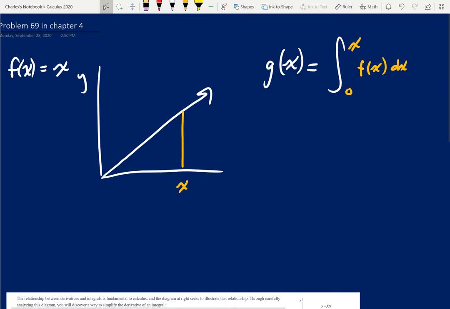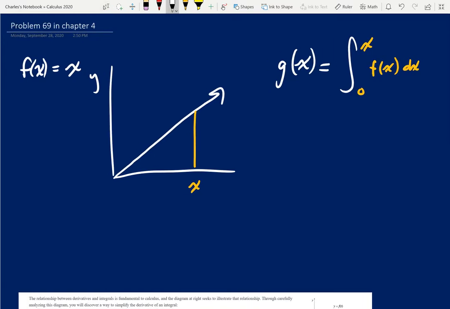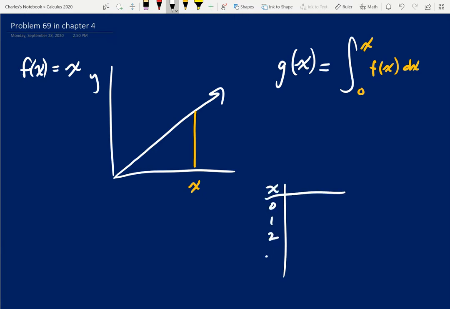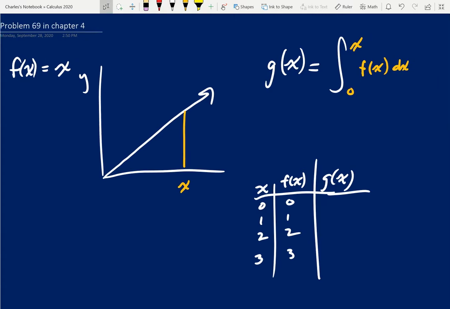Okay, so now the original function, if I think of what this looks like in a table, when x is 0, 1, 2, 3, f of x is just the same number. If I think of what g of x is, that's the area in between 0 and x. And since it's a triangle, it's 1/2 x squared. So if I plug in 3 for x, I should get 9 divided by 2, which is 4.5.